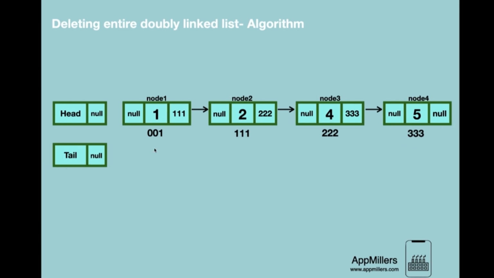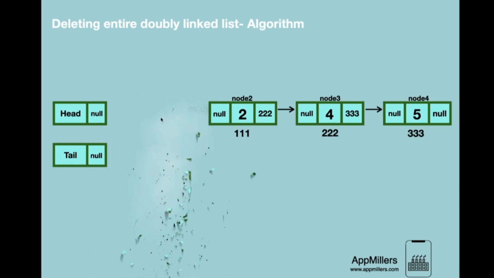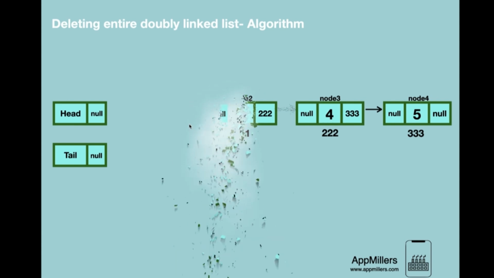So now our first node is eligible for garbage collection. The garbage collector will come and delete this node. By deleting this node, the pointer from the first node to node 2 gets deleted. So then node 2 becomes eligible for garbage collection. The garbage collector comes and deletes this node because there is no link to this node anymore.